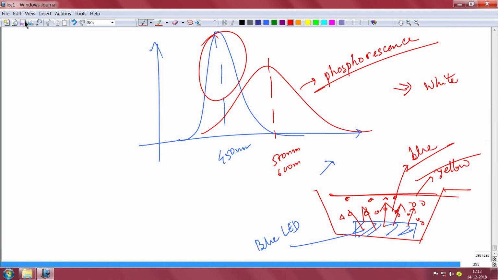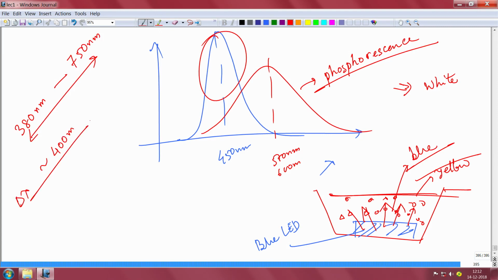Okay. One last question that I'll leave with you, and you think about it. Maybe I'll not tell you the answer. The human eye is roughly sensitive from 380 nanometers to around 750 nanometers. That range of wavelength to which the human eye is sensitive is typically around 400 nanometers. This is the range, the delta lambda, over which the human eye can be sensitive. Not exactly 400, slightly less than 400, but it's okay. So which means the human eye can differentiate color in this range.